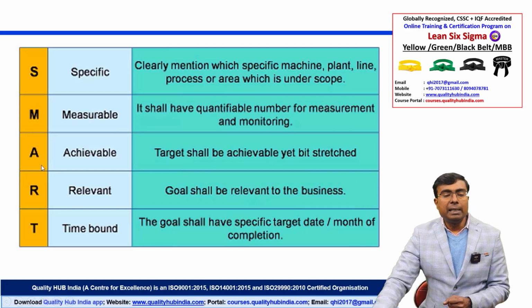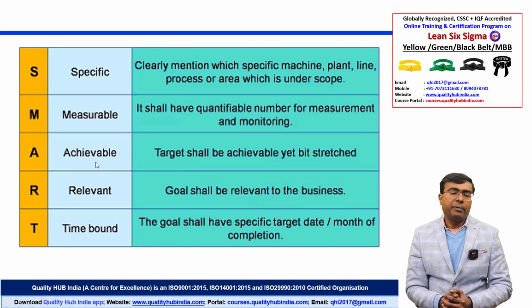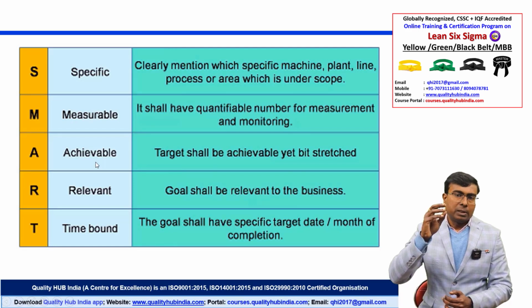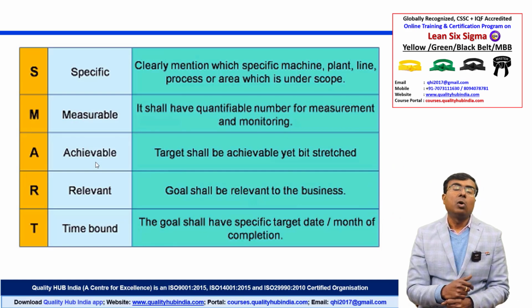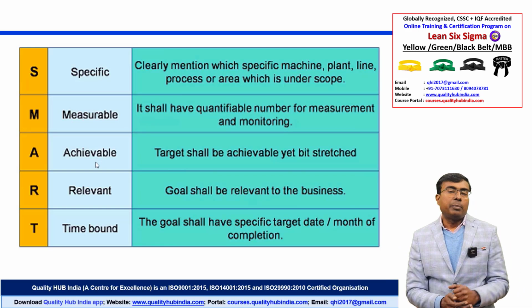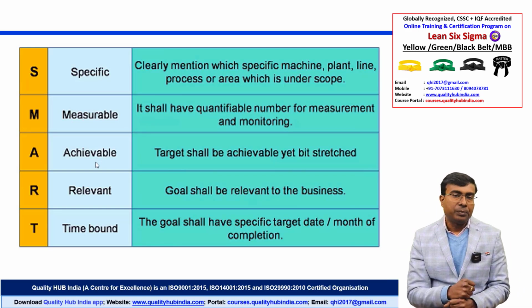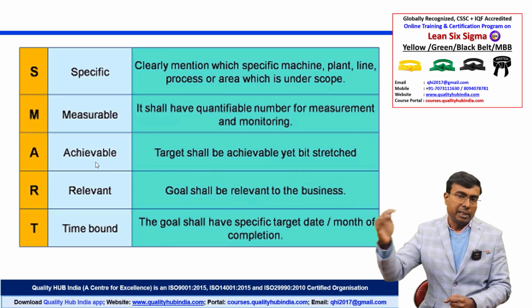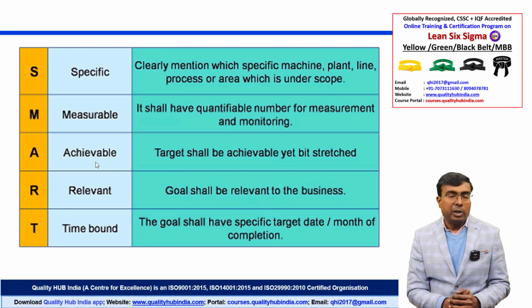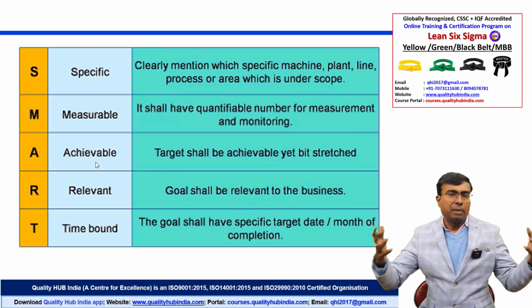And the third element is A, which means achievable. Whatever target you are planning to set has to be achievable. Say for example, you are planning to achieve some production target. It should not be set at such a high level which is beyond the capacity of the department or the area. Say for example, the current production rate is 1000 numbers per shift, and if you ask him to set a target of 1 lakh products per shift by the end of the year, this is a target which is probably beyond the capacity of the production manager or the department as a whole.